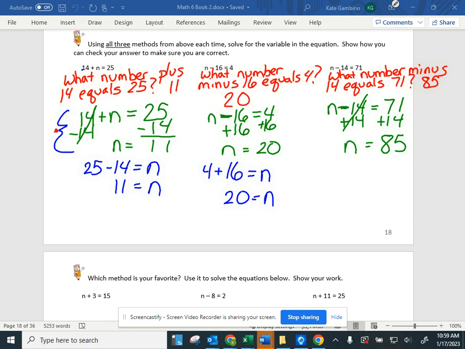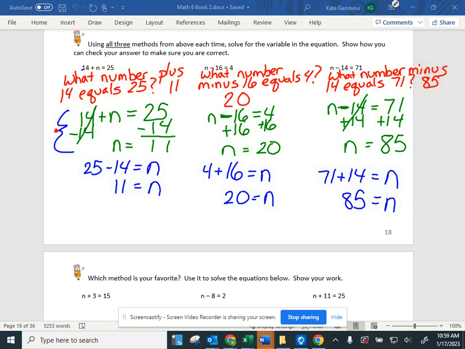And then if we do our fact family, it would be 71 plus 14 equals n. 85 equals n. How are we feeling about this? Okay, let's look at our second page.